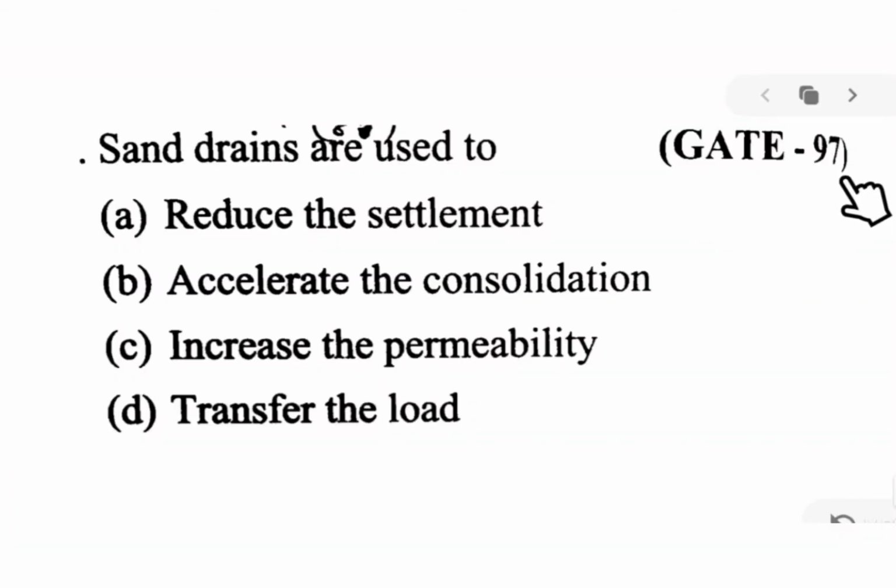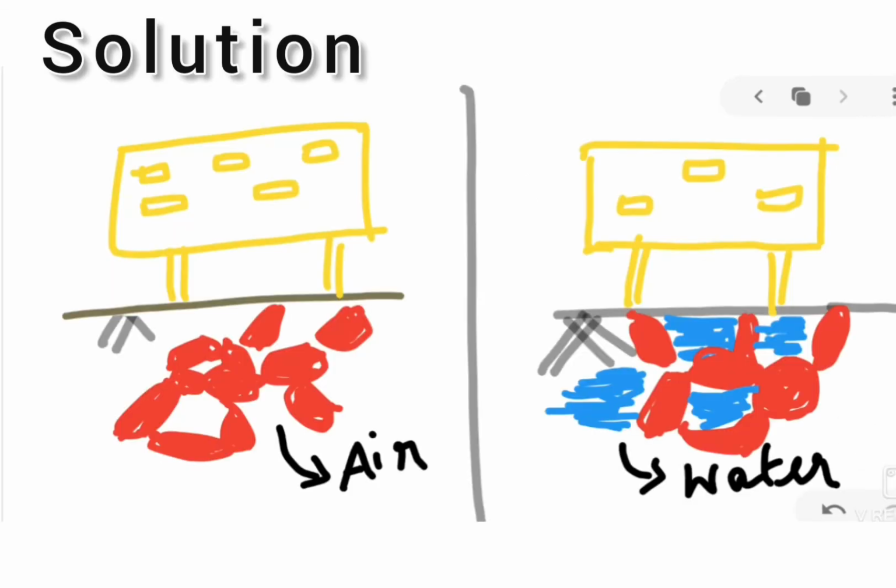In GATE 1997, under consolidation topic, the question asked was, sand drains are used to, and the options are these. So here, a building is laying on the ground surface. Underneath, some soil grains are there. In between the soil grains, some air is also trapped here. In the case 2, water is trapped in between the soil grains.